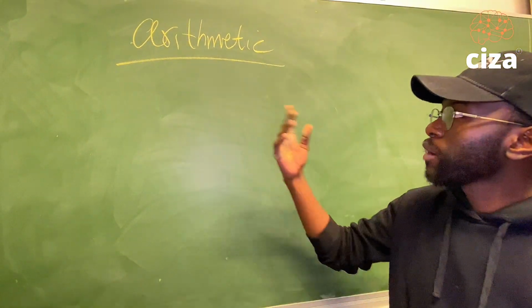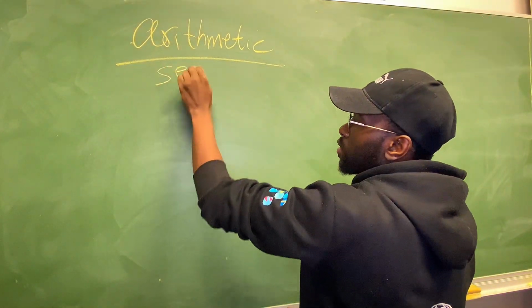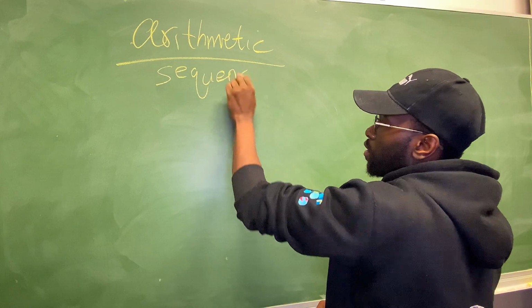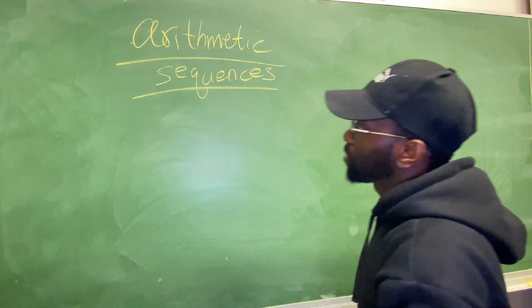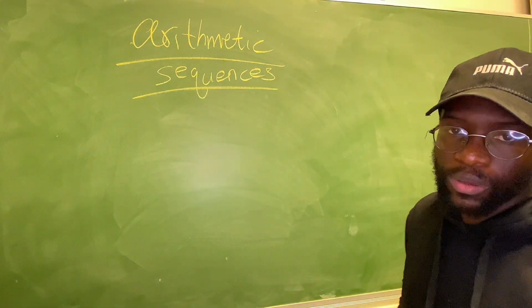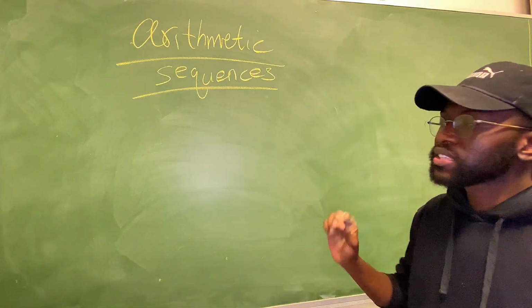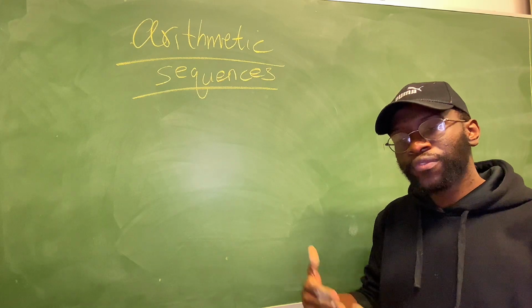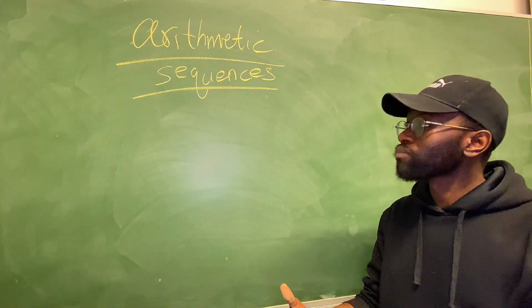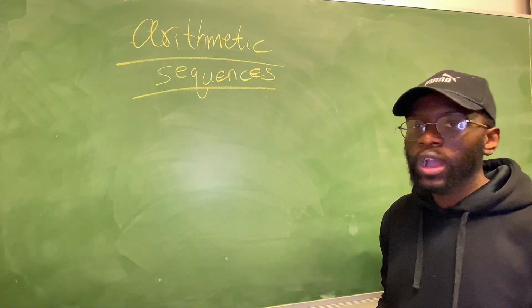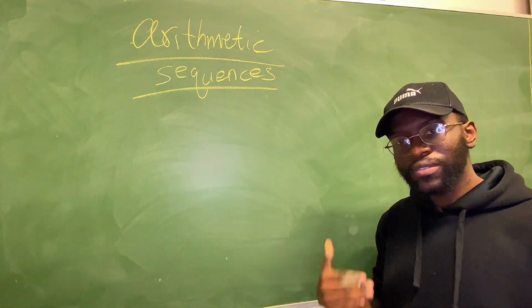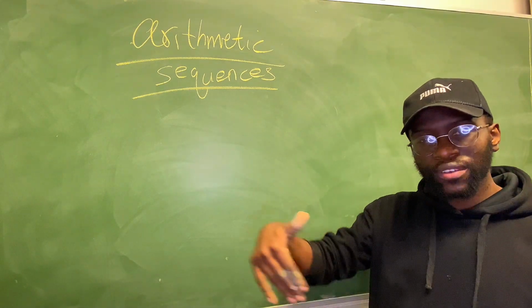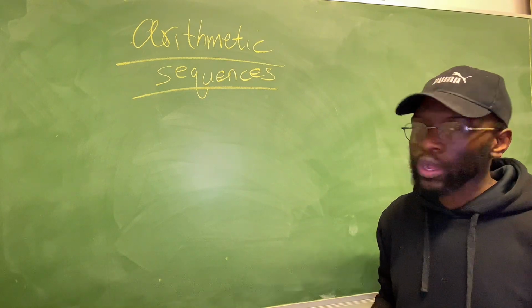So today we're going to talk about arithmetic sequences. What are arithmetic sequences? An arithmetic sequence is a sequence whereby, for you to find the next value in a pattern, you are going to add some constant value to the previous value throughout. What do I mean by that?